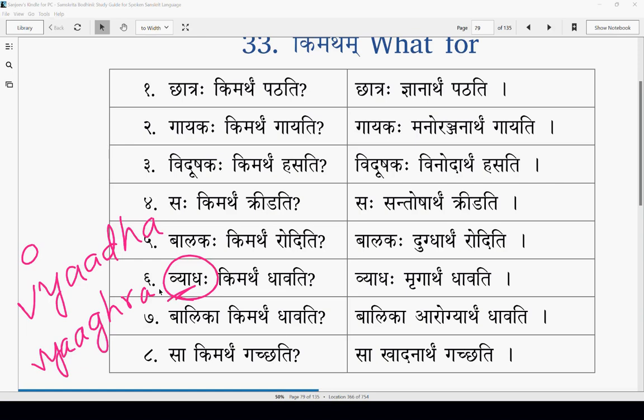Vyadha means one who kills, one who gives pain to somebody. It's basically used for a hunter. Vyaghra, Jughrati. So its smelling power is very strong. It smells. Jughrati means smells. This Vyaghra has a strong smelling power. It's called tiger, Vyaghra.